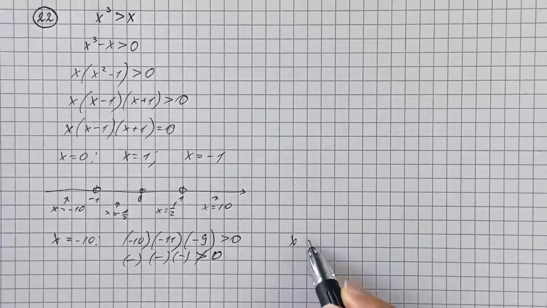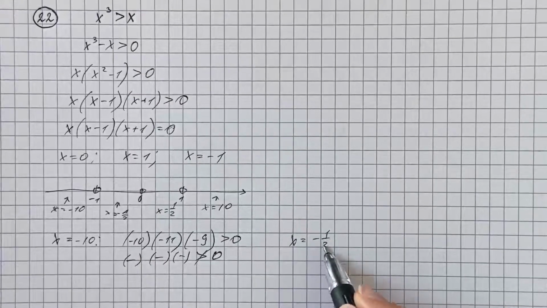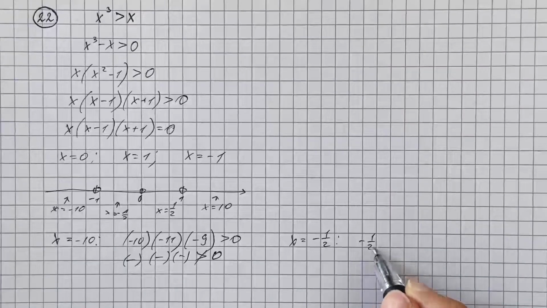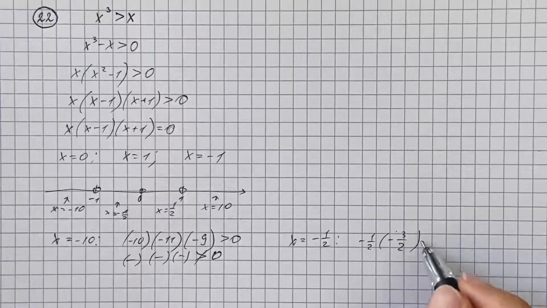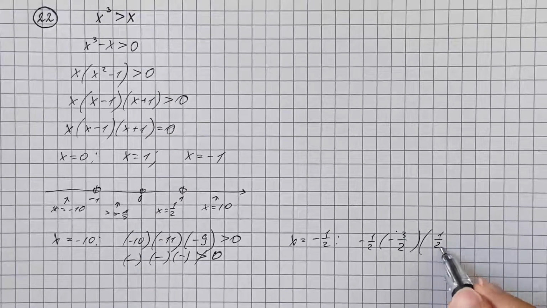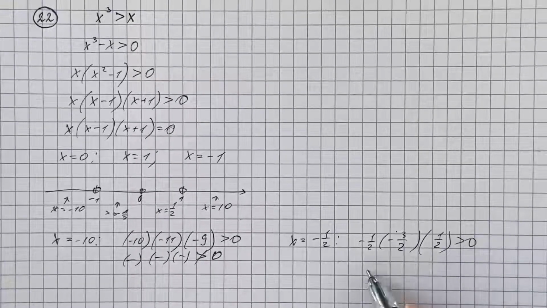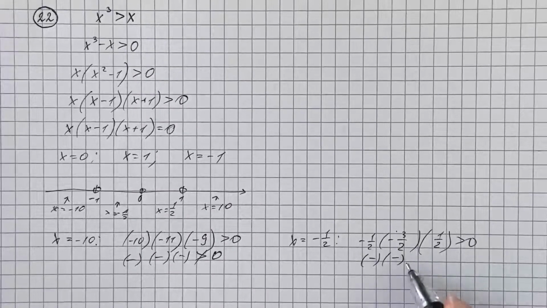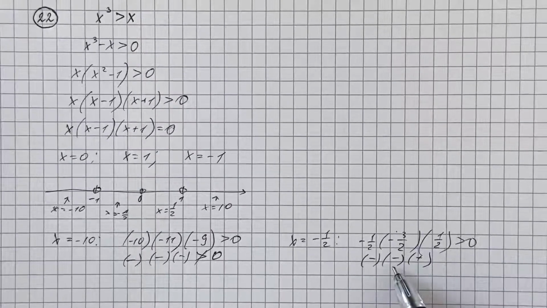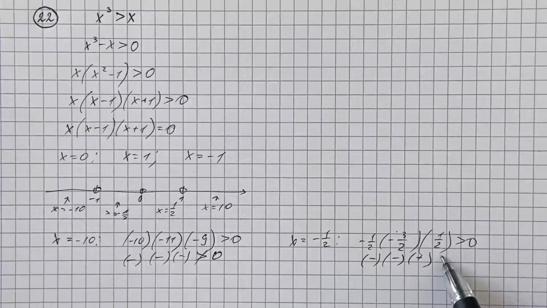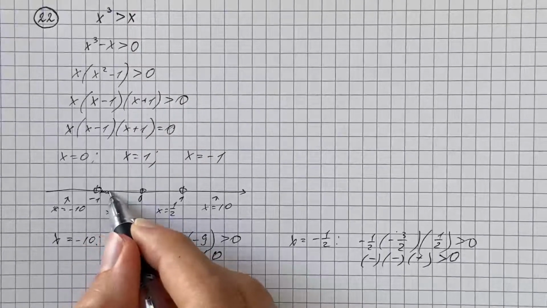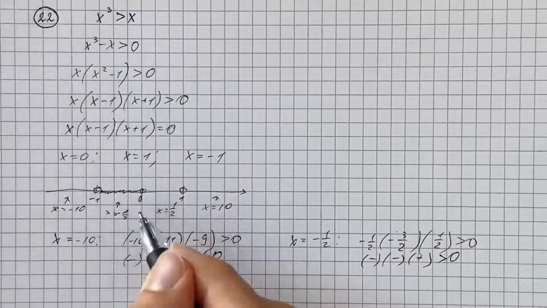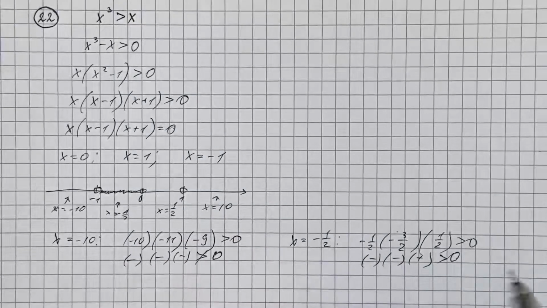Now we're going to check x equals negative 1/2, and that's going to be negative 1/2 times negative 3 over 2 and times 1/2. That's going to be negative times negative and times positive. So negative times negative gives us positive, and positive times positive is obviously positive and greater than 0. So the numbers from negative 1 to 0 will satisfy our inequality.